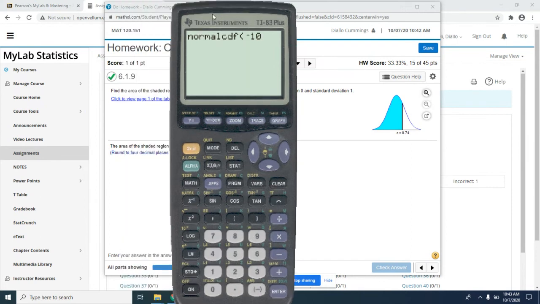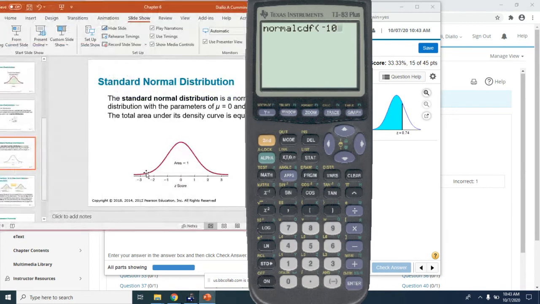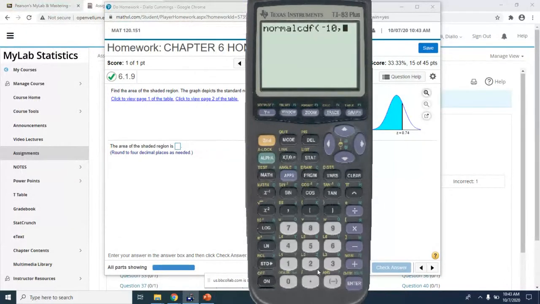And the reason that I'm using -10 is because I want to cover all of this area to the left. Right, so never use -3. I always use -10 and +10. All right, since I'm finding the area to the left, I'm using -10. I'm going to put in a comma. I'm going to put in 0.74. I'm going to close that off, and I'm going to hit enter.